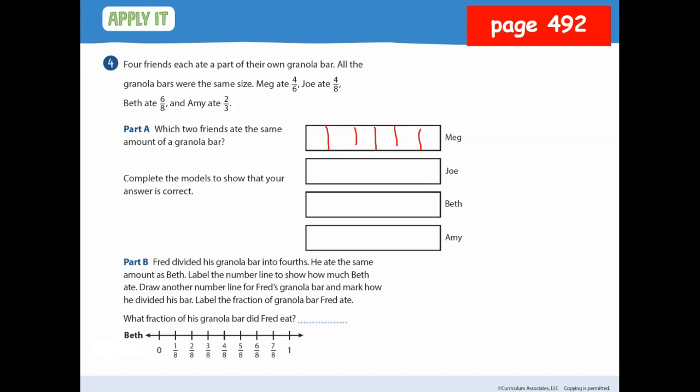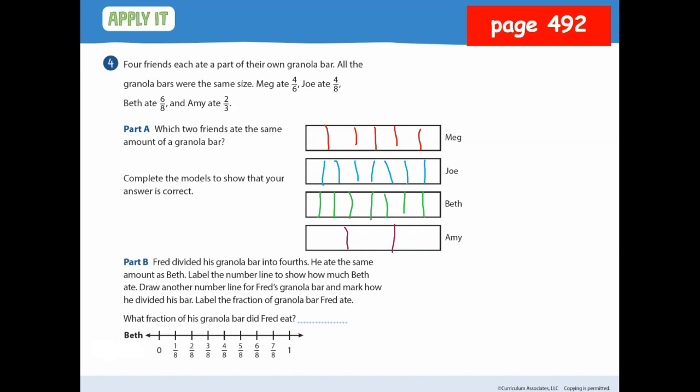Joe ate 4/8. So how many sections am I going to divide Joe's bar into? 8 sections. Just half of that, and then half of that. Beth had 6/8. How many sections do I need total? 8 of them. Then Amy ate 2/3. How many sections am I going to need for Amy? 3.